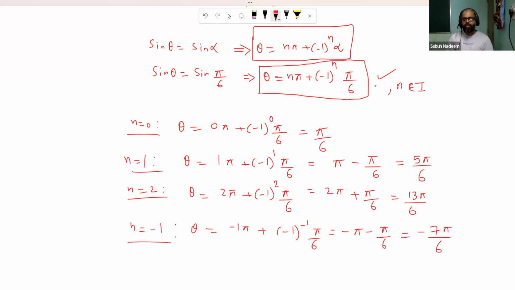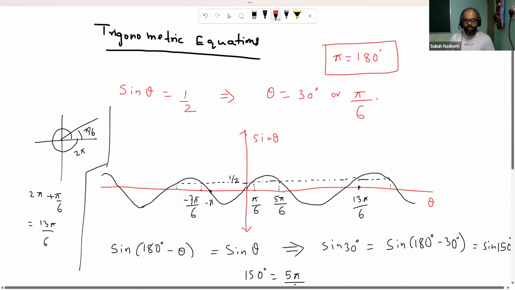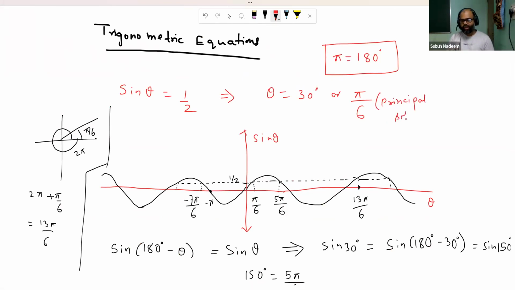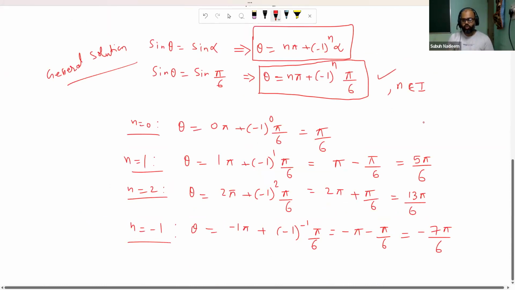So this is a method by which we remember all the angles. This is called general solution. What you gave was a principal solution. If you only give one value, pi by 6, it is a principal solution. So this which you gave here, that theta is pi by 6, is called principal solution. You might have also done this in your CBSE class. So this is called principal solution, and these are all called the general solution. So you can write this.